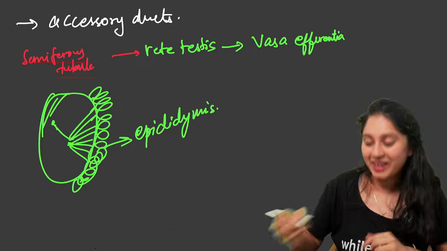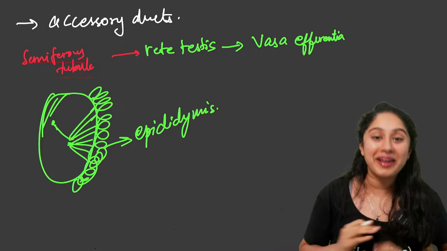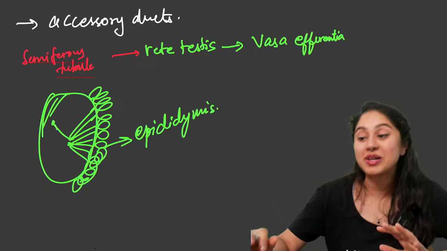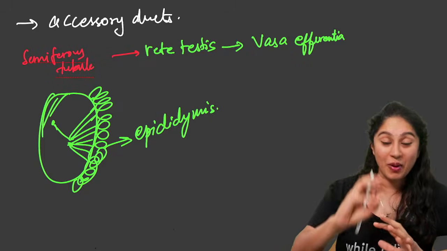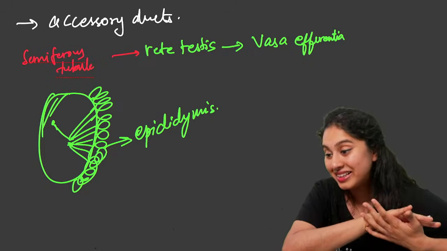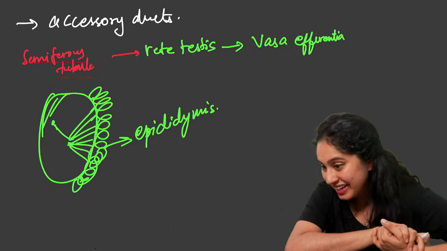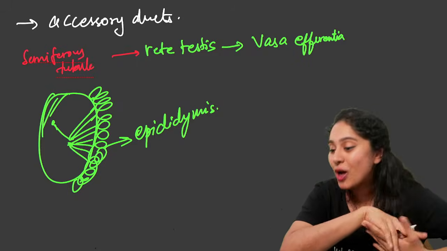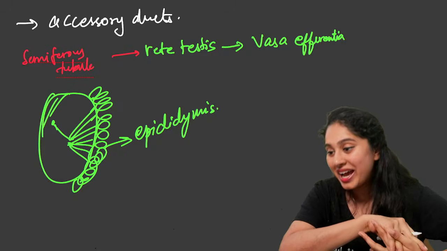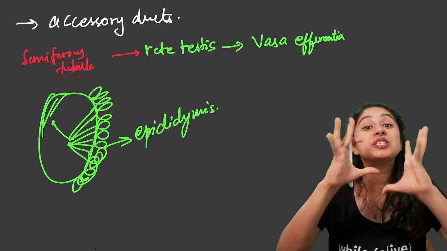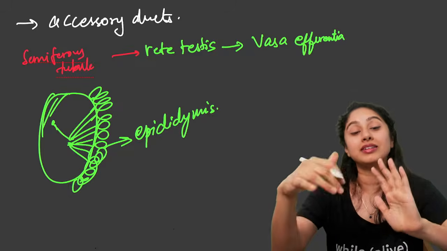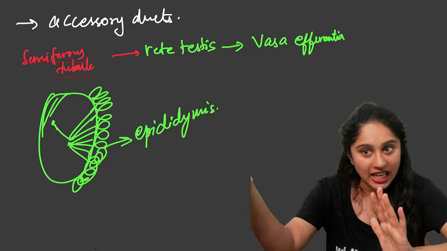Now this is the supercoiled structure here, which we call the epididymis. This epididymis is a posterior structure which is supercoiled. It will store the sperms until ejaculation. Clear, everybody? Yes, on the posterior side. So this epididymis will store the sperms until they are ejaculated outside.